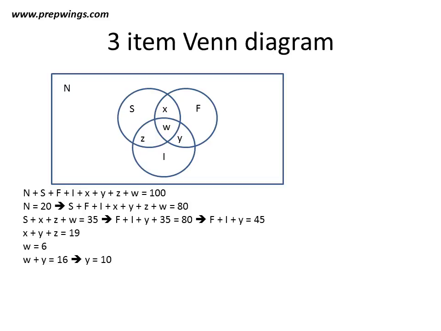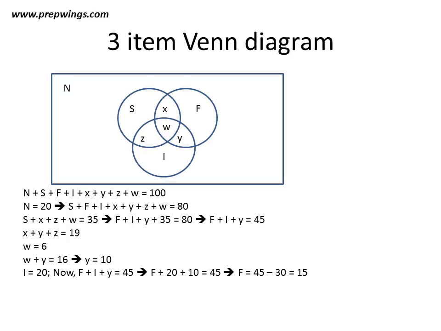Also we were given that students studying French and Italian both were 16. So if I do French and Italian both, that will be W plus Y. So W plus Y is 16. We know W is 6, so Y has to be 10. So now we know Y. We've also been given that students studying only Italian are 20. So I is equal to 20.